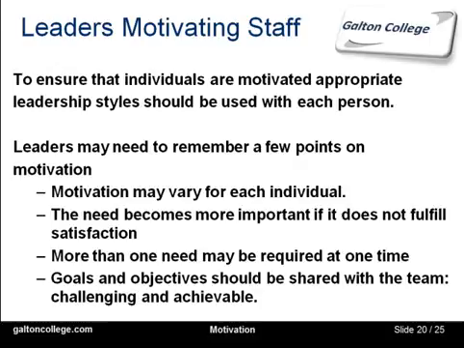The need becomes more important if it does not fulfill satisfaction. So the need must generate some satisfaction in the mind of the worker. The worker has got a need for, let's say, more pay, because more pay will give the worker more satisfaction. If there's a break in the link between satisfaction and need, then it's difficult to motivate, because it's difficult to know what the need is. And workers are complex. They may have more than one need at any one moment in time.